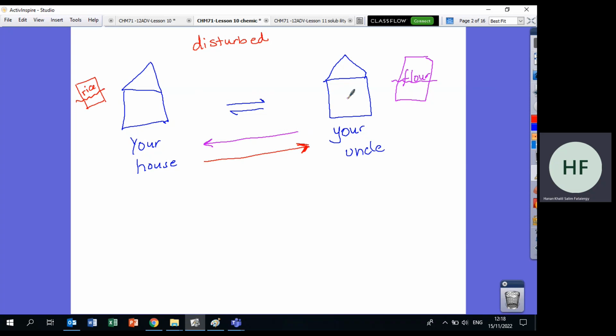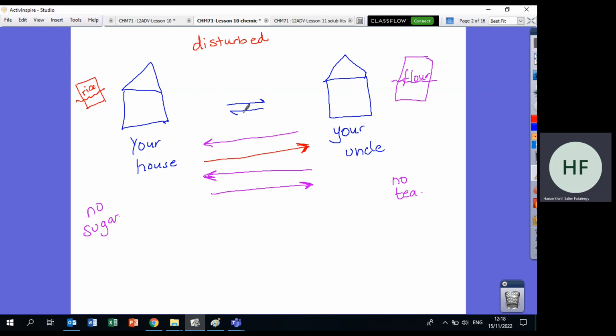So if you have extra, you send to your uncle's house, and if your uncle's house has extra, they will send to you. Supposedly you had visitors and you had no sugar. What will you do? You have no sugar. Your uncle will send for you. So your uncle will give you. Suppose your uncle had visitors and they had no tea. So what will happen? We will send for them.